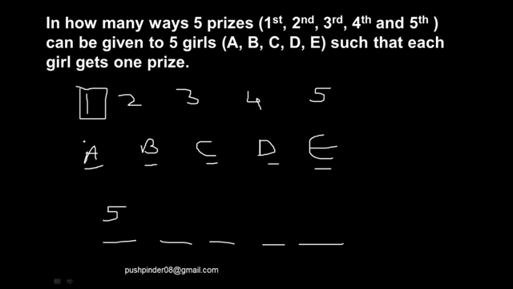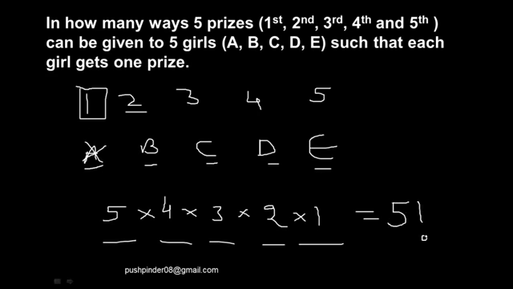Now let's suppose girl A gets the first prize. Now in how many ways can you distribute the second prize? Because each girl has to get 1 prize, girl A cannot get more than 1 prize. So similarly 4 ways here, then 3 ways here, then 2 ways here, and 1 way here. So our answer, if we calculate, is nothing but 5 factorial.